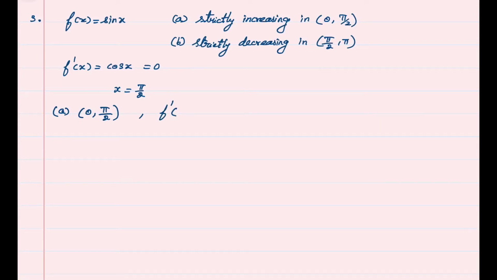By substituting any value from this interval, we will take pi by 4, which is cos pi by 4, 1 by root 2, and it is greater than 0. Or we can say that 0 to pi by 2 is the first quadrant. In the first quadrant, cos x is greater than 0. Pi by 2 is not included here. Therefore, f of x is strictly increasing in the open interval 0 to pi by 2.